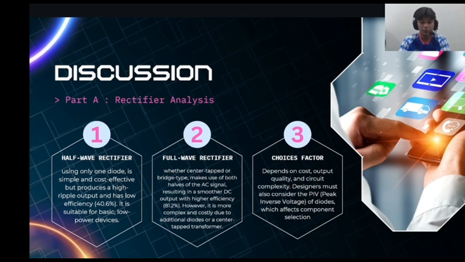Full wave rectifier, this can be either center tap type or bridge type. It utilizes both halves of the AC signal, resulting in smoother DC and much higher efficiency of 81%. However, it's more complex and expensive due to extra components. Choice factor when selecting a rectifier: factors like cost, output quality, and circuit complexity are important. Designers must also consider PIV, peak inverse voltage of the diodes, which affects component selection.